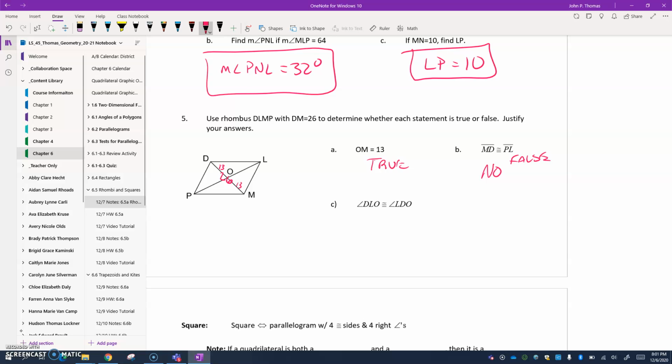And then in C it says angle DLO, this angle up here, and LDO, this angle up here, are congruent. Nothing technically forces those to be congruent here. If they would have given me an angle over here, then I definitely could have said it was congruent, but I can't say it's congruent with those two up there. We also don't know that LO would be the same length as DO, and if they were, then we would have those two base angles congruent. But based just on the fact that we've got a rhombus, this one would be false as well.